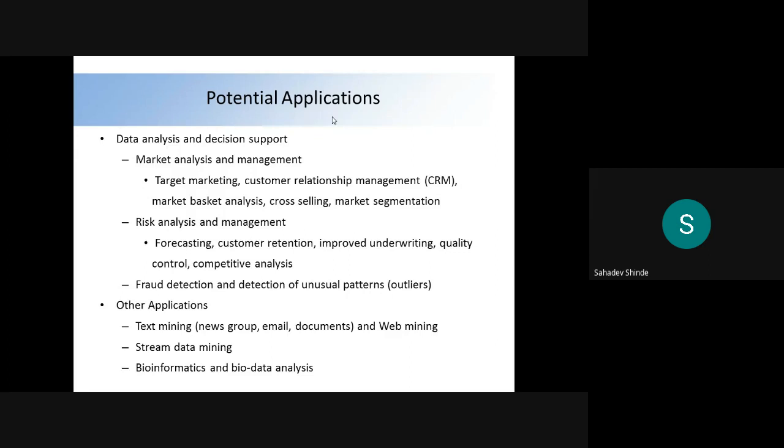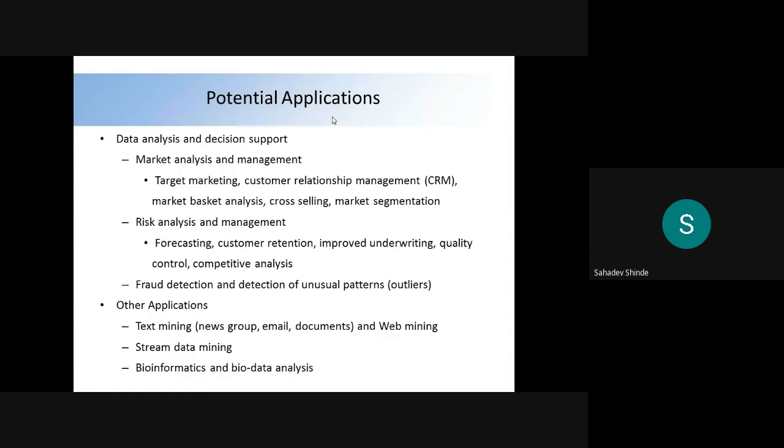The example I have given about the share market is totally based on the database. This is one best example of data mining. So the potential applications of data mining concepts are based on data analysis and decision support systems. The first one is market analysis and management.